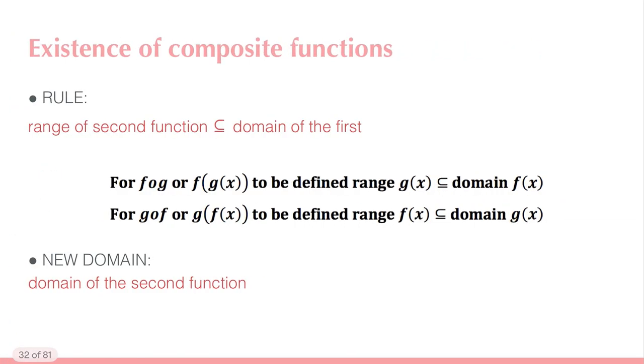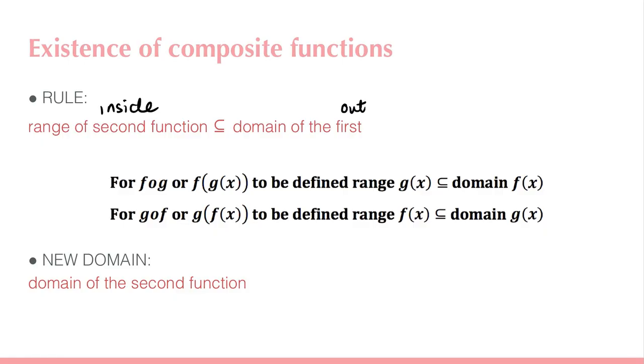Okay, so the existence of composite functions. Here's the general rule that you need to know, and I'll explain why, but you don't necessarily need to know why, although I think it is better for you to understand it, as long as you understand this rule. So the rule is the range of the second function, which we usually call the inside function, is a subset of the domain of the first function, which we usually call the outside function.